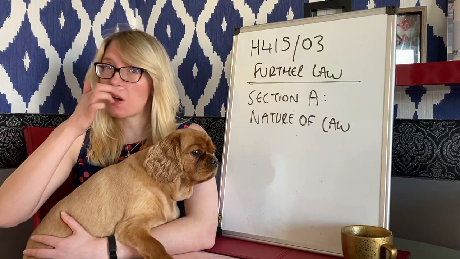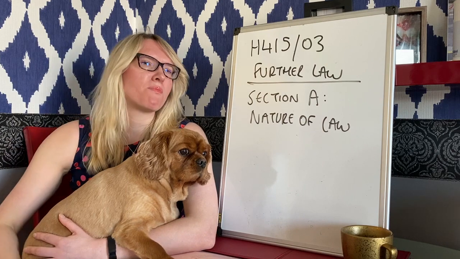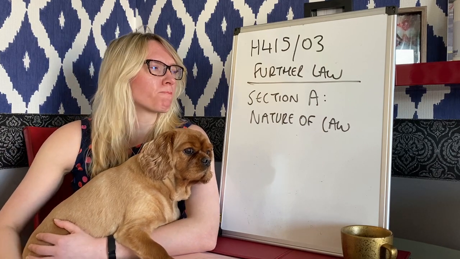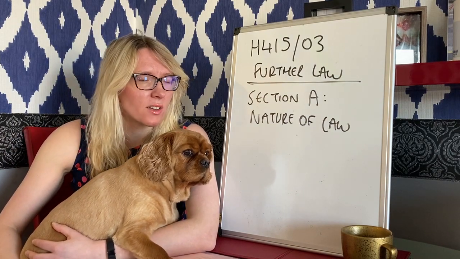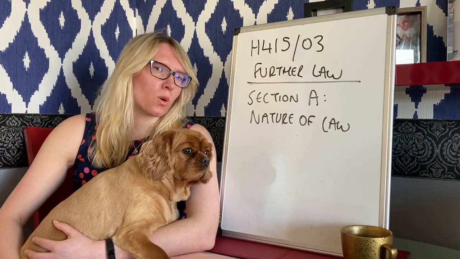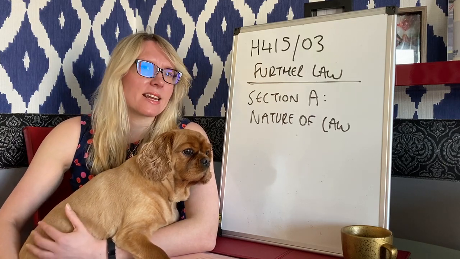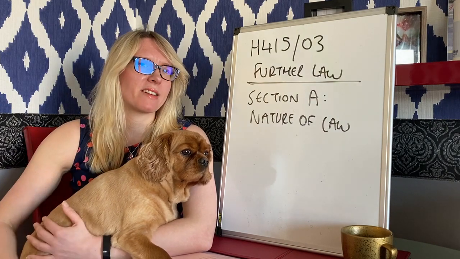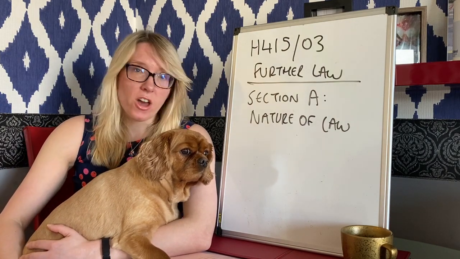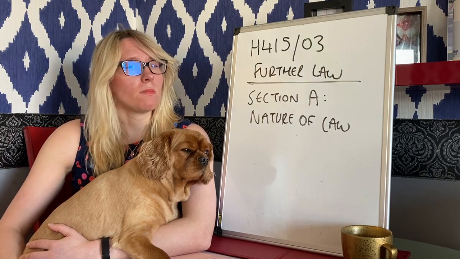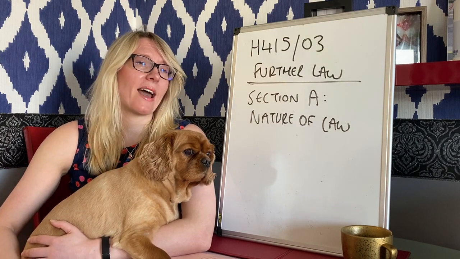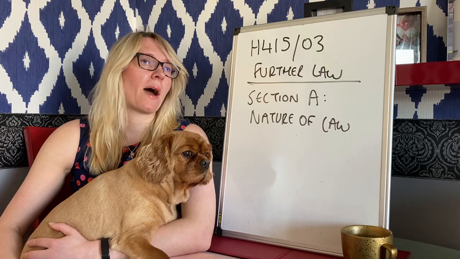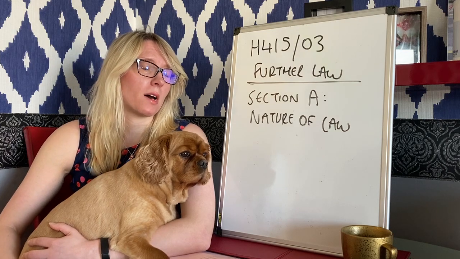Section A, the nature of law, is worth 25% of the final paper. So it's out of 25. So it's the equivalent of the lawmaking and legal system parts of the paper. So for that reason in the exam, you'll see it is a very similar layout. You have 30 minutes to answer and you'll have a choice of 2 essays. So again, you have a choice on this part of the paper.